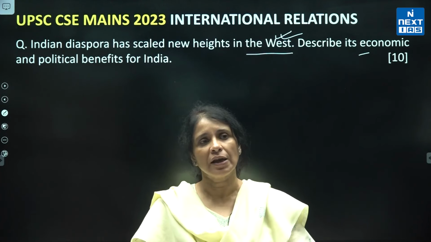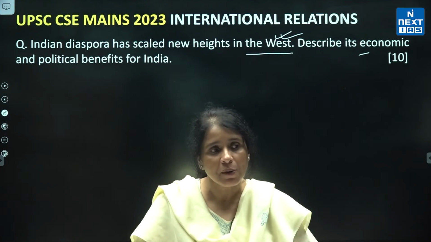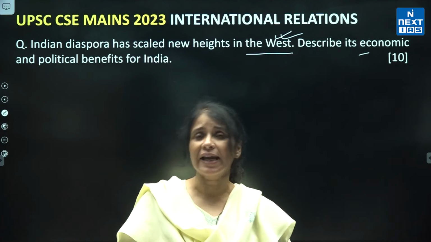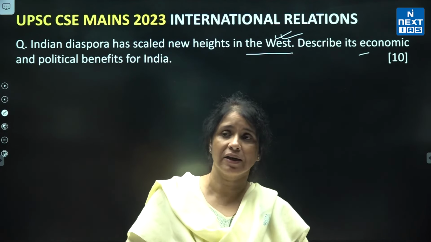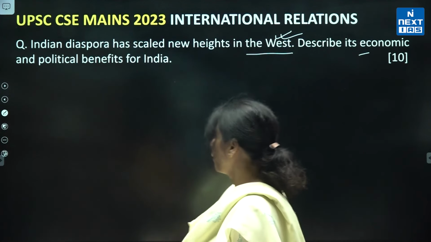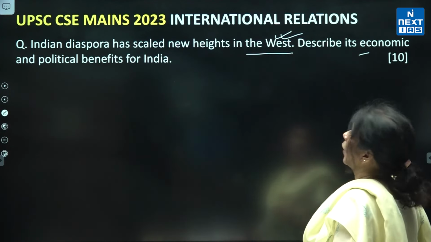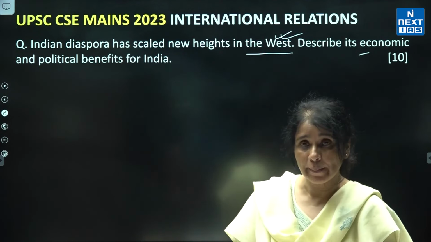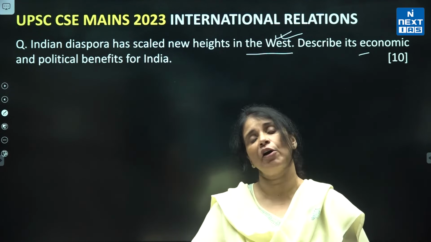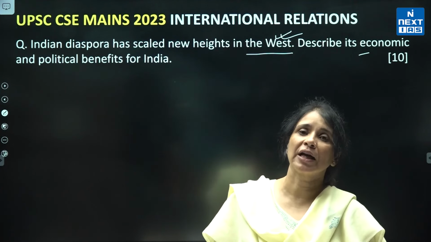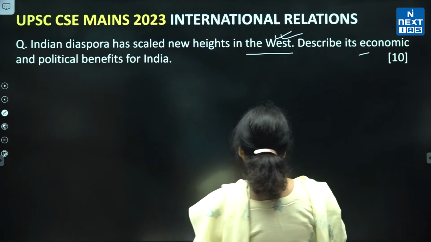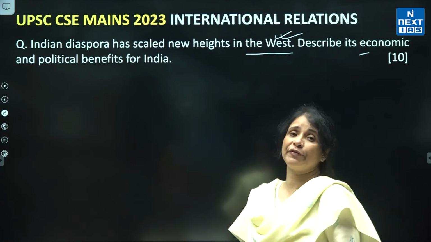The Silicon Valley is full of Indian origin people. All major global MNCs are there. Many business tycoons of Indian origin are sitting in the West. So we have a lot of Indians in the West. Indian diaspora has scaled new heights. So in the economic sphere also, and in the sphere of politics, we have become quite influential in the West. Now, the point is, describe its economic and political benefits for India.